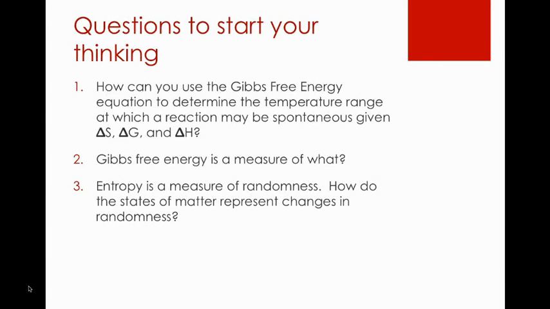Here are some questions to start your thinking. How can you use the Gibbs free energy equation to determine the temperature range at which a reaction may be spontaneous if you're given delta H, delta G, and delta S? Gibbs free energy is a measure of what, and entropy is a measure of randomness. How do the states of matter, gas, liquid, solid, represent changes in randomness?